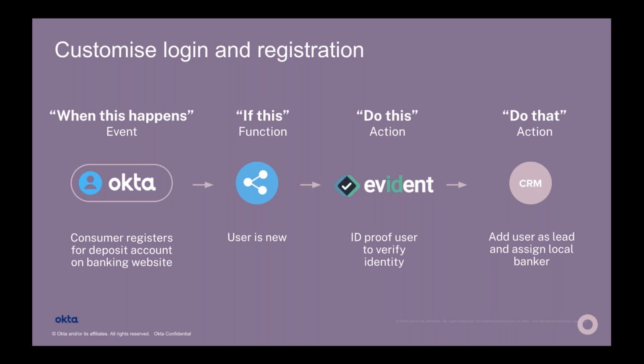And we can do that final action of do that here. And that's where we add them, or actually assign them, a local banker and can provide them that additional service that they paid for in the first place, but did require that ID proofing check. So you can see here, we've got a number of use cases that we can cover off here.